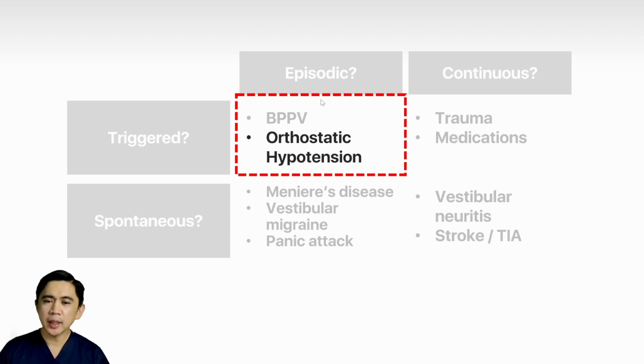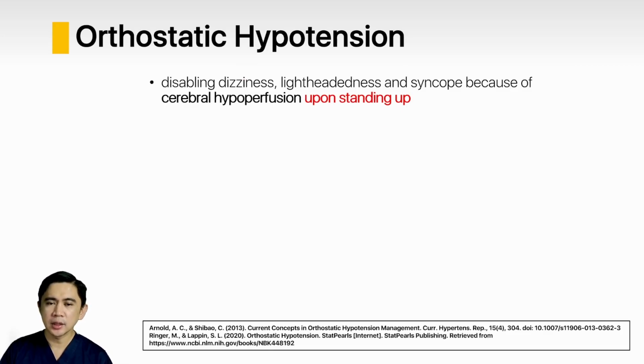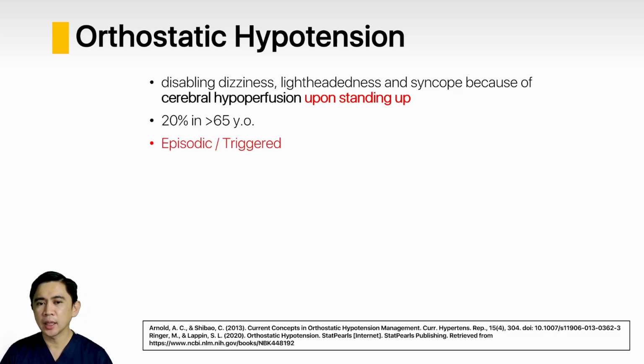Doing the Dix-Hallpike will rule in BPPV, but now let's go to the other entity which presents as episodic and triggered, which is orthostatic hypotension. Orthostatic hypotension is a disabling dizziness, lightheadedness, and syncope because of cerebral hypoperfusion upon standing up. This is present in 20% of patients 65 years old and above. And this is episodic and triggered. The trigger is standing up.